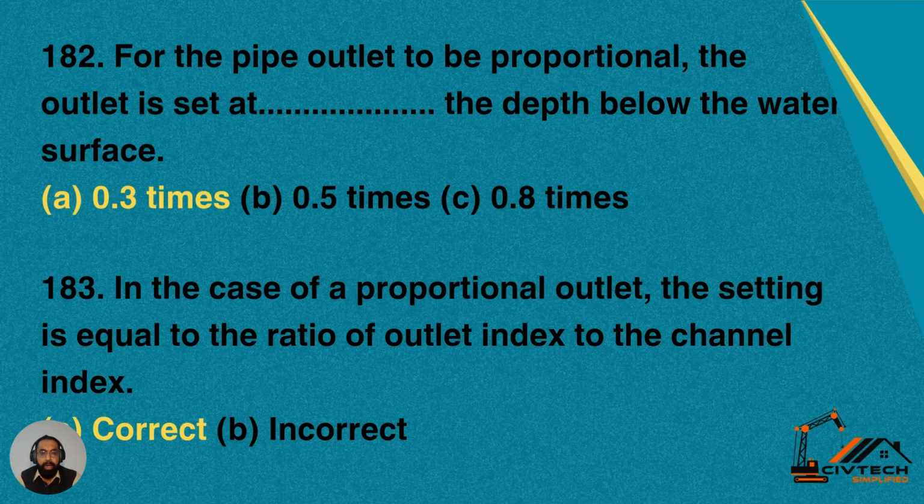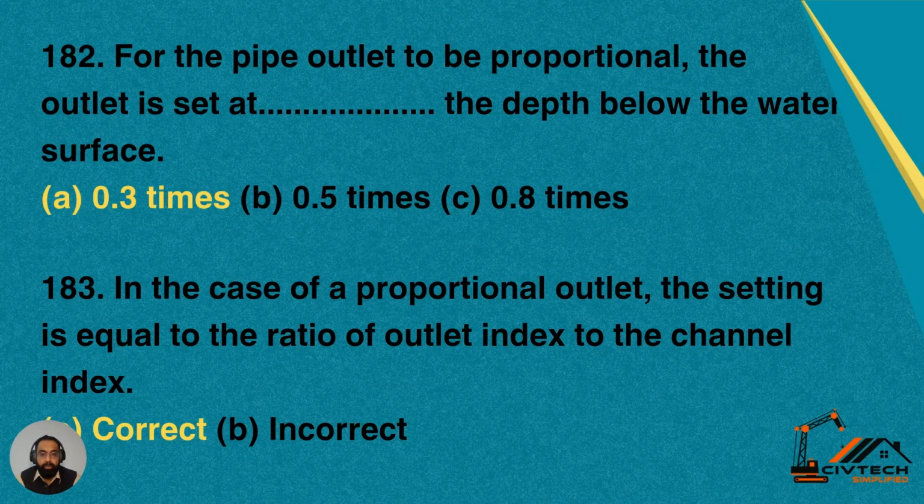182. For the pipe outlet to be proportional, the outlet is set at dash the depth below the water surface. Option A 0.3 times, option B 0.5 times, option C 0.8 times. For pipe outlet to be proportional, the outlet is set at 0.3 times the depth below the water surface. A is the correct answer for this question.